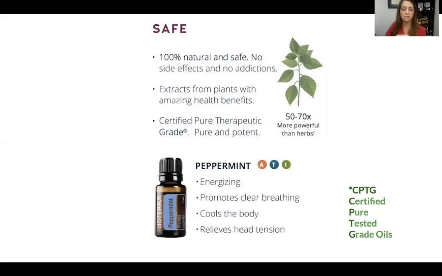They are extracts from plants. They come from the leaf of a plant, the bark of a tree, the petal of a flower, or the rind of a fruit, like lemon essential oil.